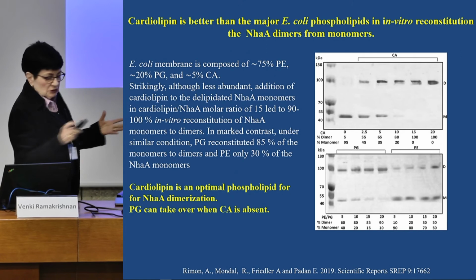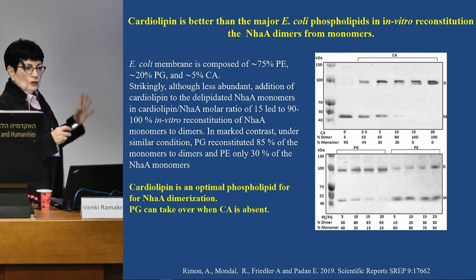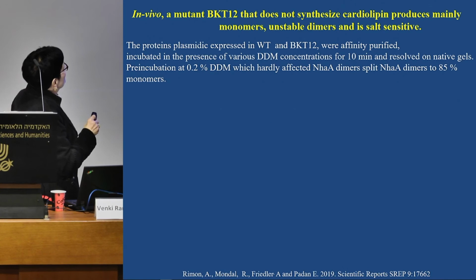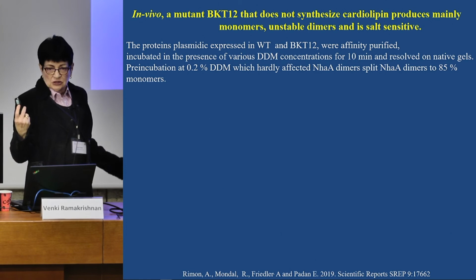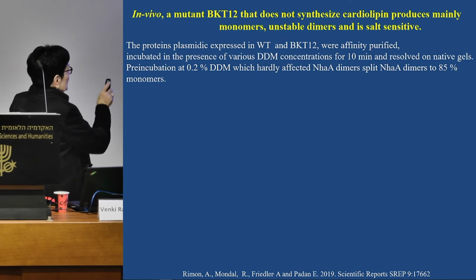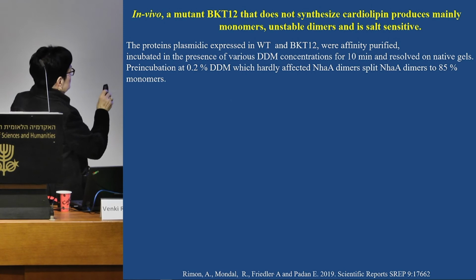Okay, but this was in vitro, and we wanted to test it in vivo. So you know that in E. coli, you have many mutants, and you have one mutant that doesn't synthesize cardiolipin. So obviously what we should have done, and we did it, is to express it in this mutant. And this is what you get.